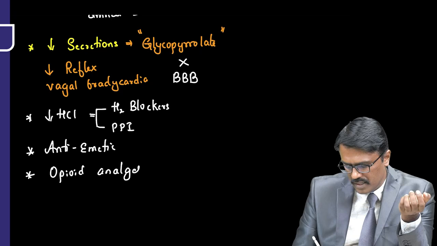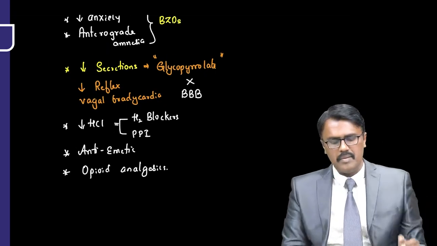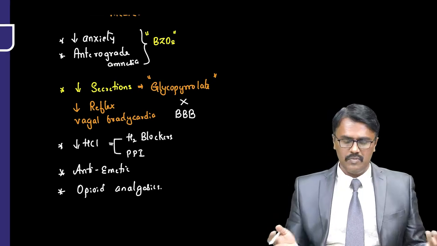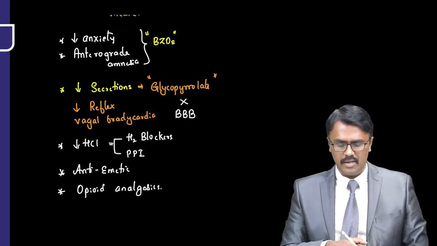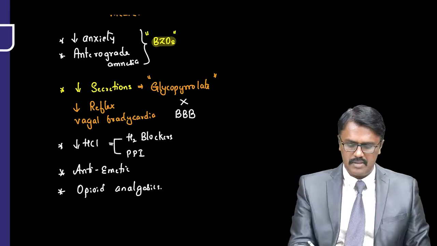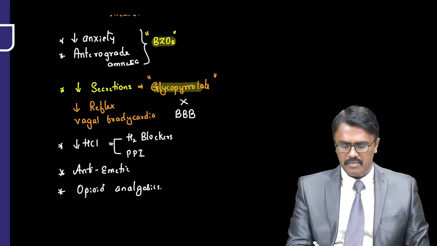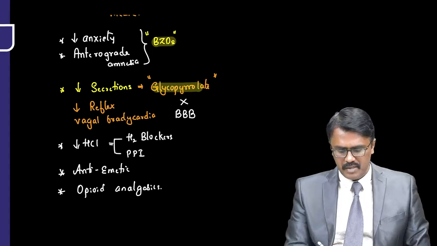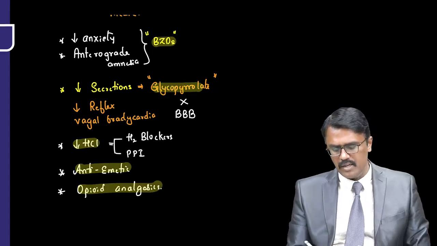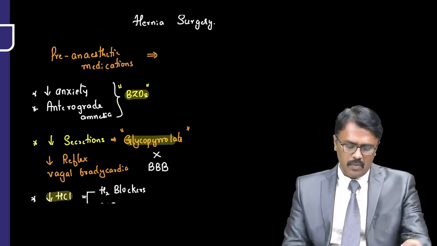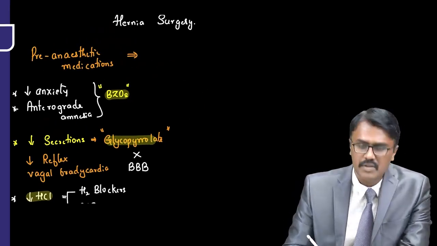So these are all the medications given before surgery because we have to decrease anxiety, we have to cause anterograde amnesia. So the best drugs are benzodiazepines; to decrease secretions and reflex bradycardia, glycopyrrolate; to decrease HCl, H2 blockers or proton pump inhibitors; and antiemetics and opioid analgesics should be given. Now once the patient is ready, then we start the anesthesia.